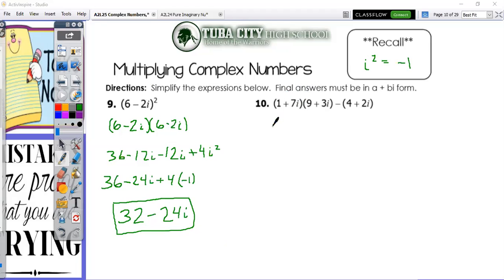Okay, let's FOIL this out. So 1 times 9 is 9. Outside number, 1 times 3i is going to be just 3i. Inside number here is going to be 7 times 9, which is 63i. And last numbers here, we have 7 times 3, which is 21i squared, because i times i is going to be i squared. And here, let's go ahead and distribute the negative to both of these terms. So negative 4, and make sure we change this one to a negative. Be careful because that is easy to forget. So that'd be negative 2i because we are subtracting all of the terms in this group.